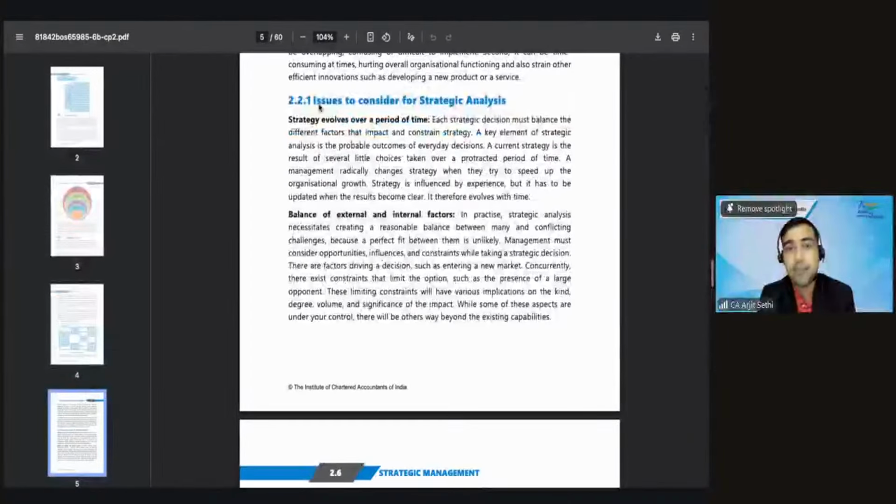ठीक है जी? Now, issues to consider for strategic analysis: it evolves over a period of time. It keeps changing. Strength today becomes weakness tomorrow. Nokia, Motorola, जो 20 साल पहले strength थी, today they are weakness, right? Their innovation was their strength, but they just stuck to that innovation, and it became their weakness. So it changes over a period of time.